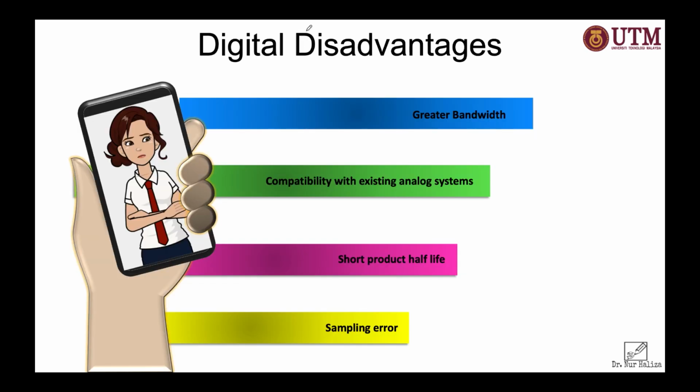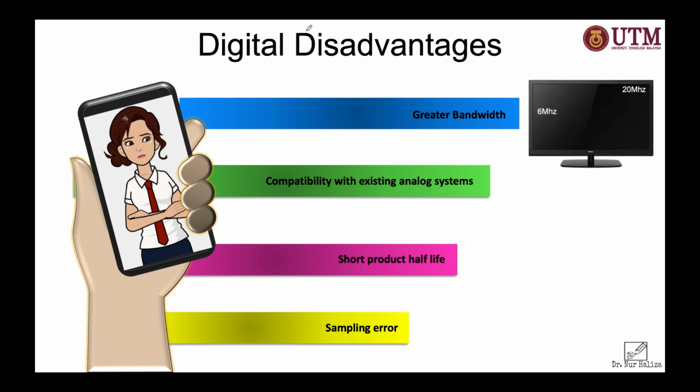Let's move to another. Okay, this one I list the disadvantages, which are the cons of digital. If we have digital, we need greater bandwidth, which means high bandwidth is required. Let's say over here we have 6 and then 20 hertz, so the bandwidth is quite big for digital. And the second one is compatibility with existing analog systems.